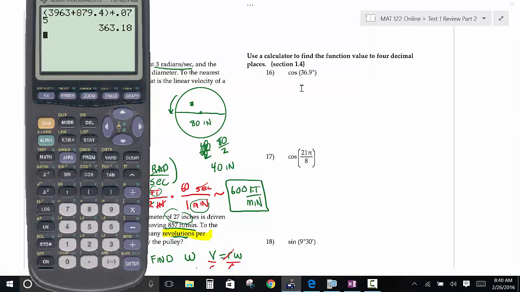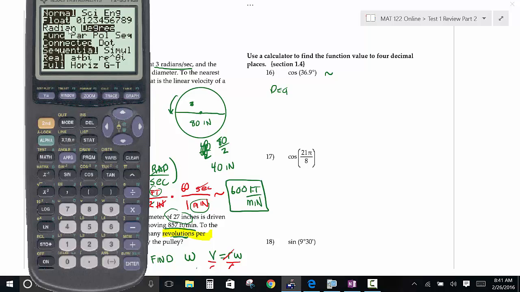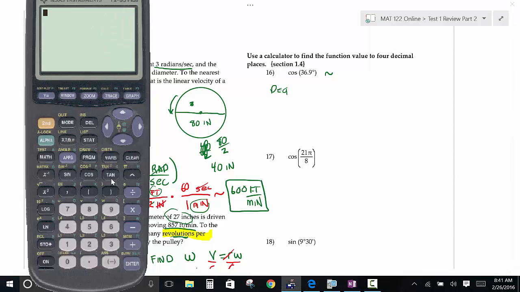Now, first of all, on number 16, the key thing is you want to be sure that you're in degree mode. So I'm going to clear everything off, and if I go to my mode button, make sure that you're in degrees. If you aren't, you want to get that changed, okay? All right, now we can go ahead and just put this in. So we put cosine 36.9, like that, and then we get the answer. So we can round that off. So that is 0.7997, if you round that off.